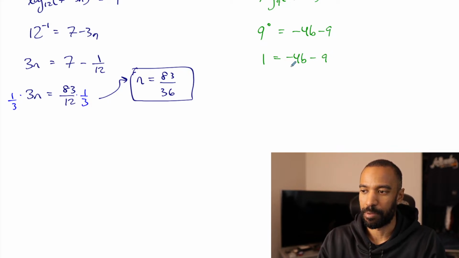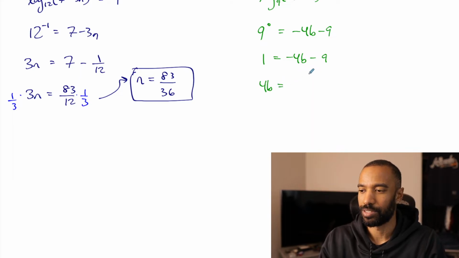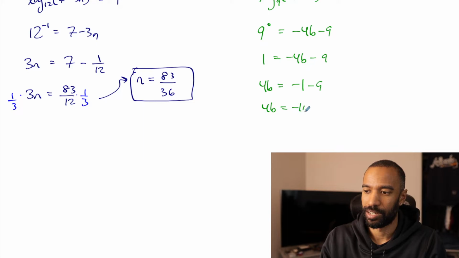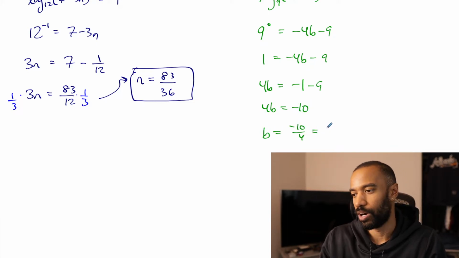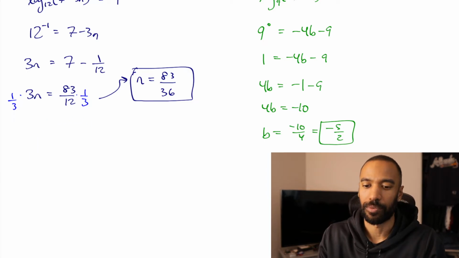And of course, I'm going to make my b term positive. I'm going to add this over. 4b equals negative 1 minus 9. So b is negative 10/4 or negative 5/2 right there. I believe that's it. That's the b value that works out.